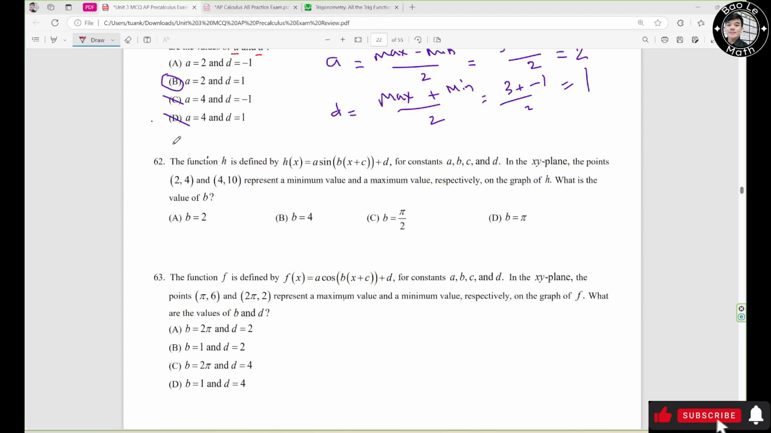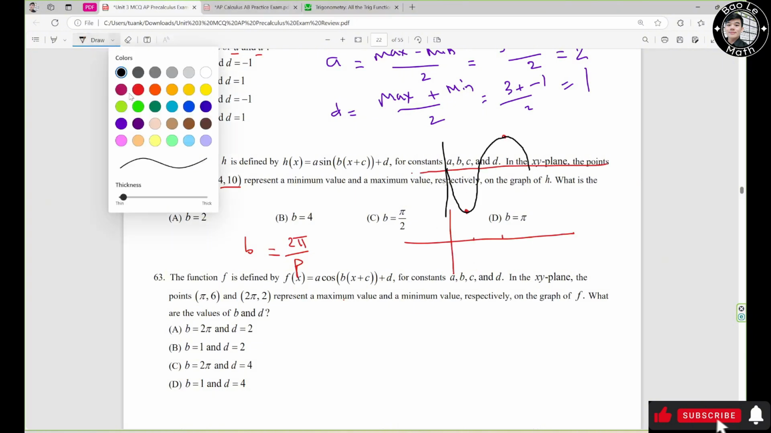Now let's move on to question 62. Similar to 61, you have the minimum point and the maximum point. The question asks you to find b. So first, in order to solve for b, you need to solve for the period, because b equals 2 pi divided by the period. So we just get the graph.